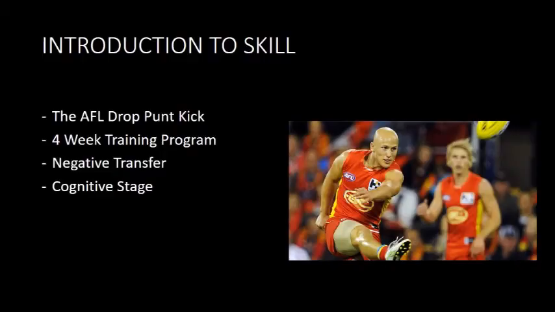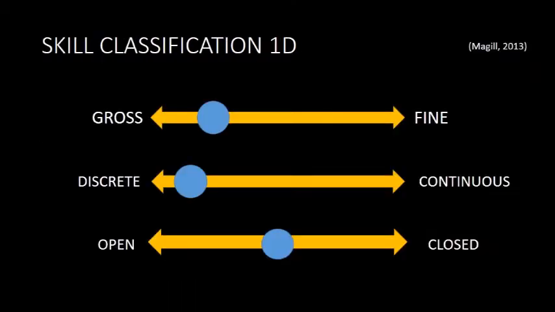about the drop punt. She is not familiar with this skill as her past sports have been netball, putting her in the cognitive stage at the start of this training program. There is negative transfer as no netball skills transfer to the drop punt. The drop punt is mainly a gross motor skill as it uses the larger muscle groups, but it also can be slightly a fine motor skill as we have our hand grip on the ball.